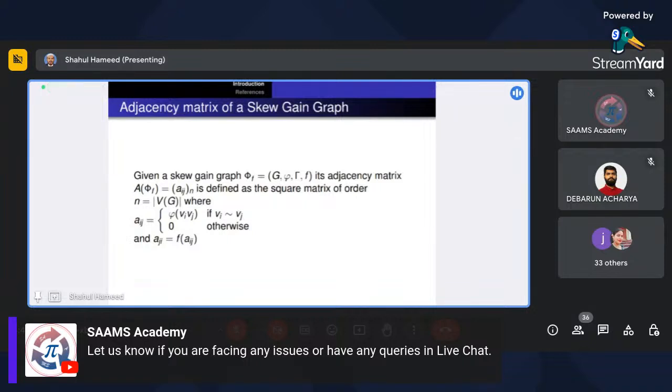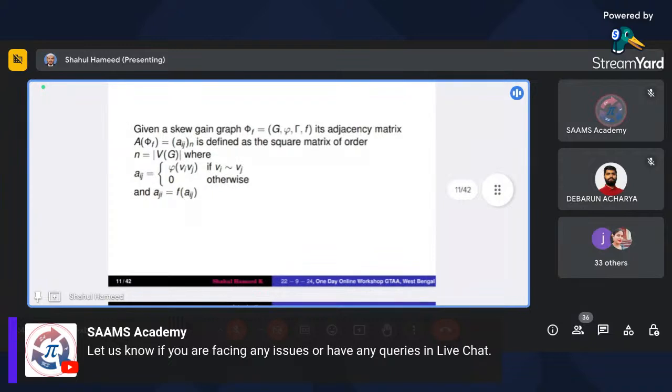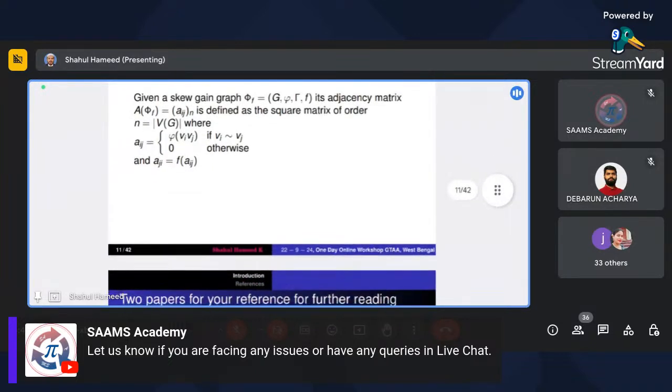But remember that if you have fixed Aij, then Aji will be computed with the help of f of Aij. So when it is a gain graph, f of Aij will be Aij inverse. When it is a sign graph, as I told you, Aij inverse is the same as Aij itself. It is self-invertible. And generally, later we'll be dealing with conjugate skew gain graphs, then it will be Aij bar, complex conjugate.